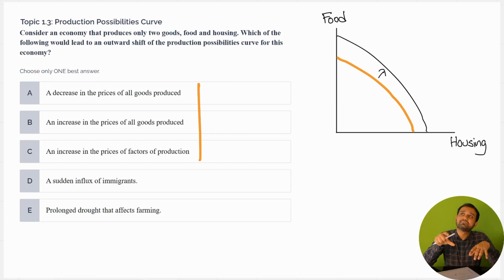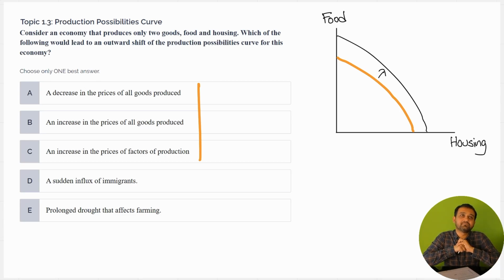Number D, a sudden influx of immigrants. If you think about it, if you have more immigrants coming in, how does it affect the amount of resources available in the economy? It should increase the amount of labor. So that should mean the country's production capacity should increase because now it has more workers available to it.